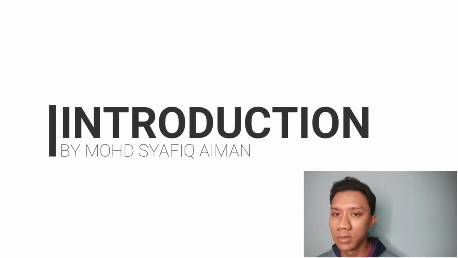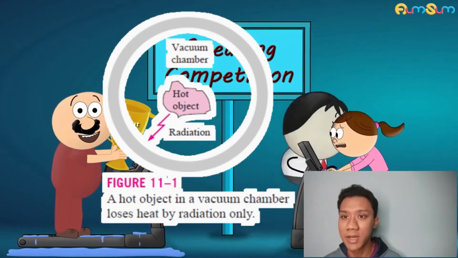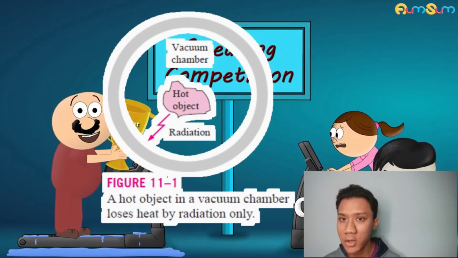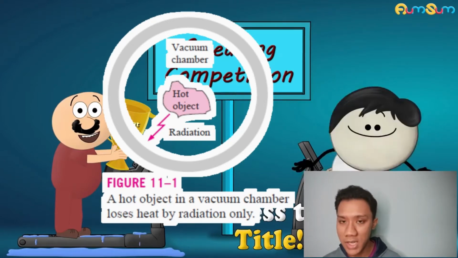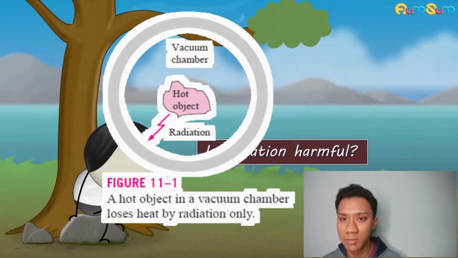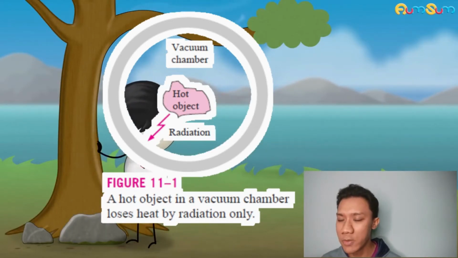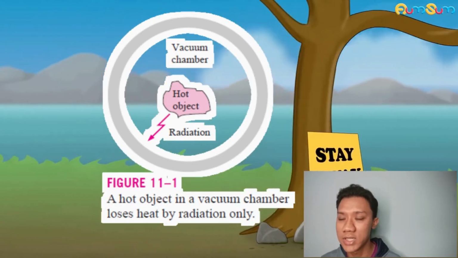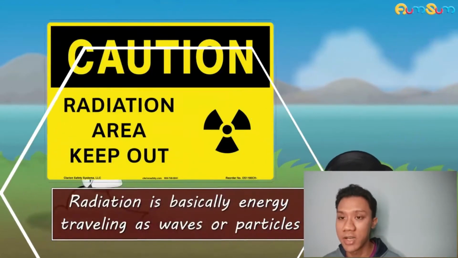Okay, now I would like to talk about the introduction of radiation. Consider a hot object that is suspended in an evacuated chamber. The walls are at room temperature. The hot object will eventually cool down and reach thermal equilibrium with its surroundings. This mechanism we call radiation.